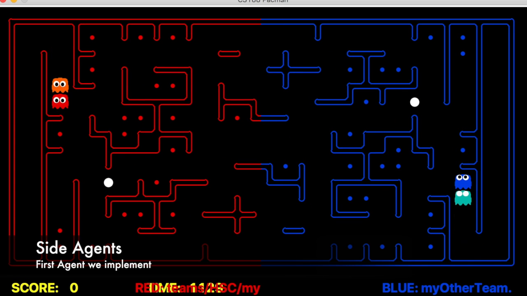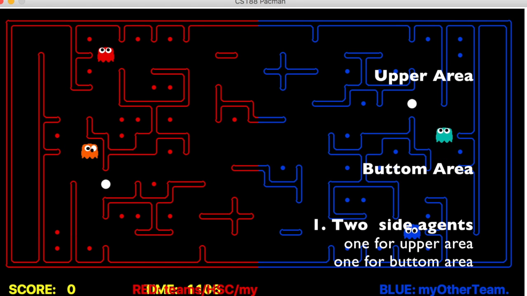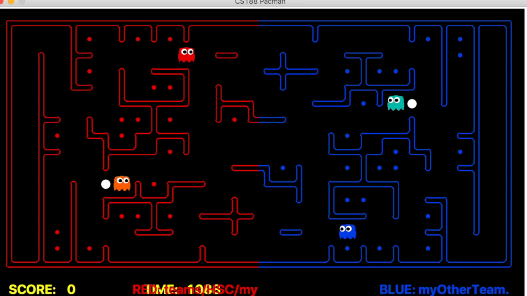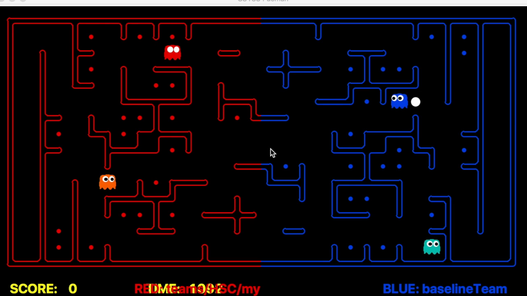The first method uses the side agent for both controllers. One side agent is responsible for eating the opponent's top half food, and the other one is for the bottom half food. When the agent is a ghost, it will first head directly to the closest food it's interested in.